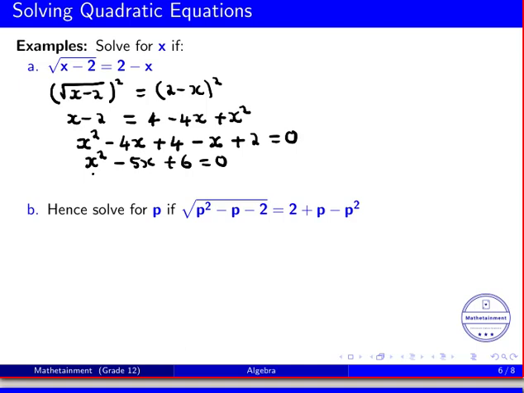Now we have reached our standard form there. And the expression on the left is a trinomial, as you can see. We want to employ the factors. So the assumption is that you know how to do the trial and error method. So I'll just write the factors right away.